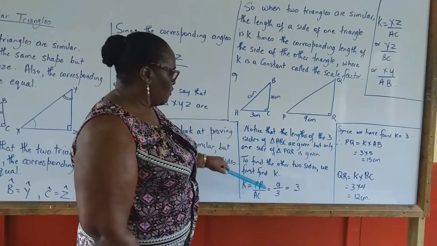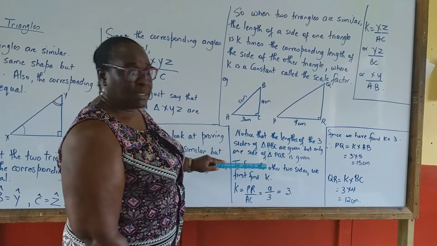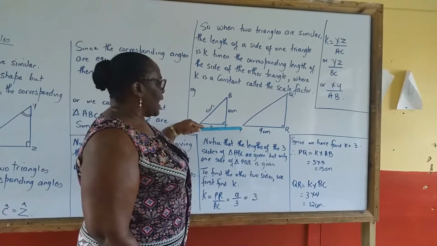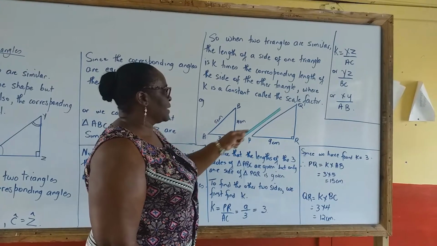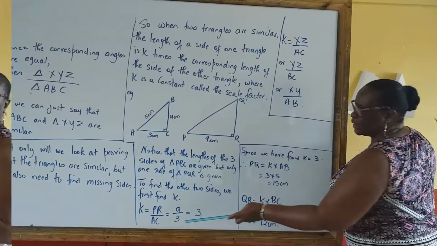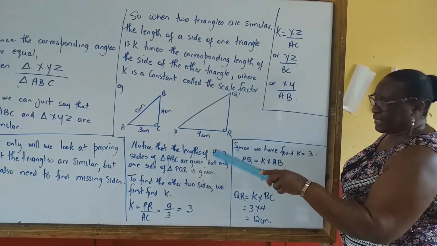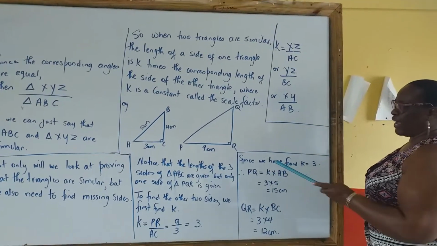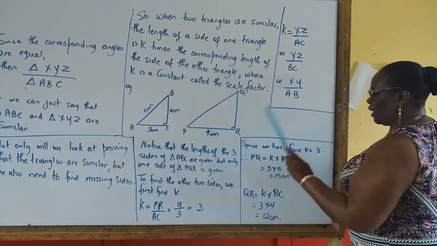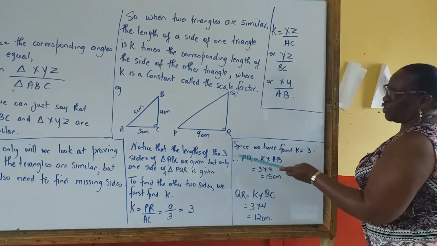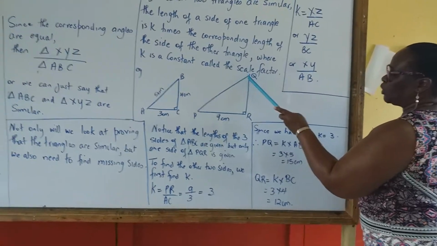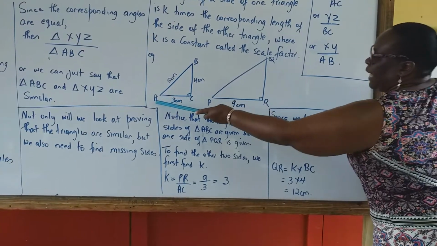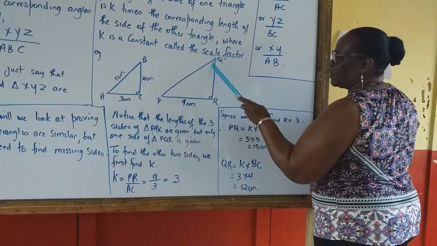Alright, since we have now found the scale factor K, we are asked to find the missing sides PQ and QR. Since we have found K, which is 3, how do I find these missing sides PQ and QR? Alright, to find PQ first, what is corresponding to PQ? Which side corresponds to PQ? The side AB is corresponding to PQ.